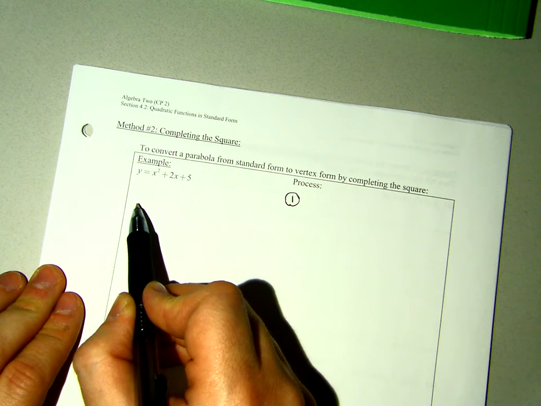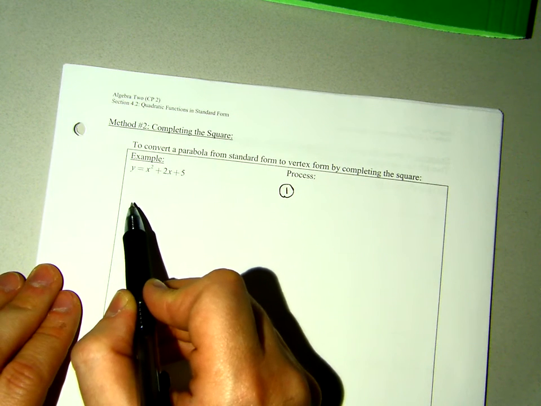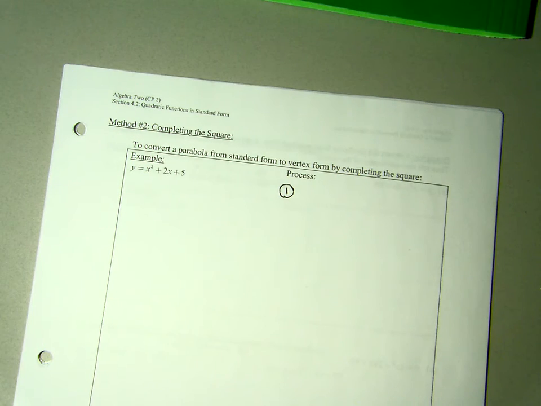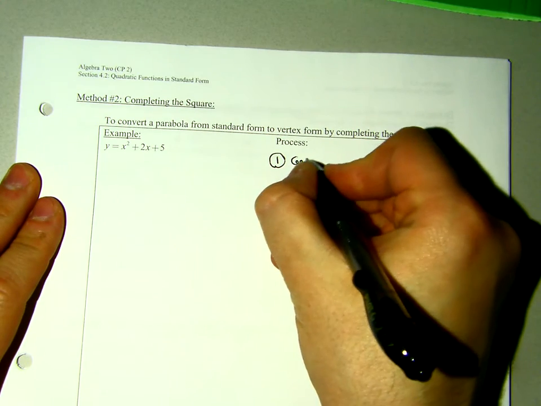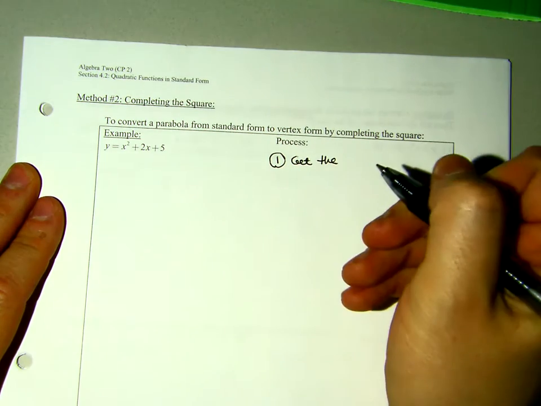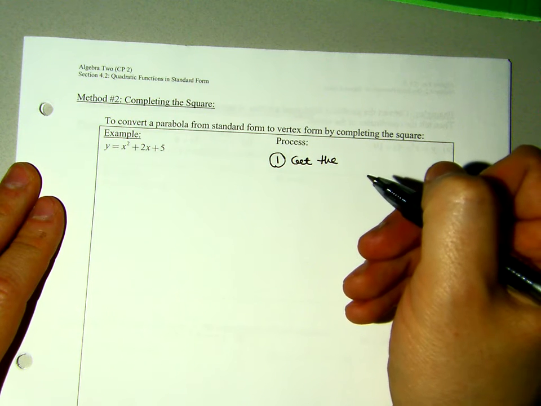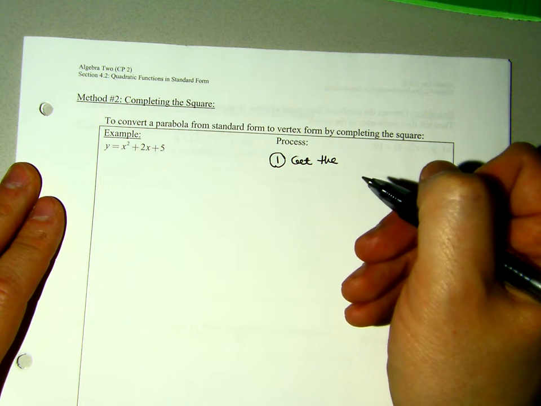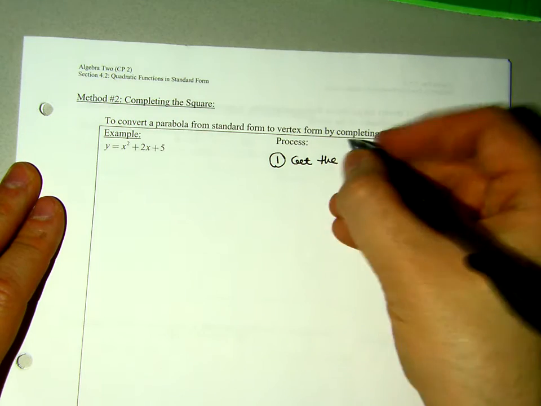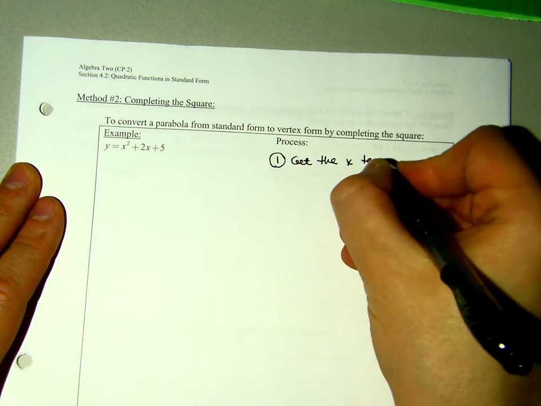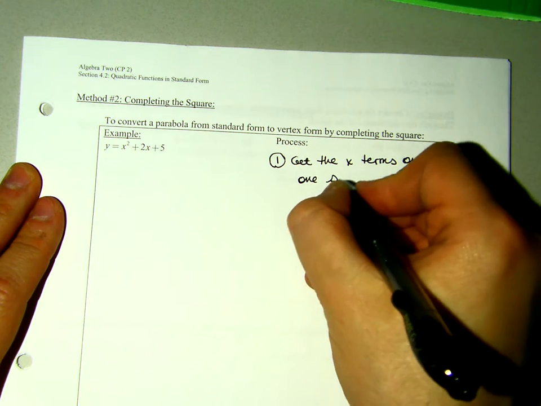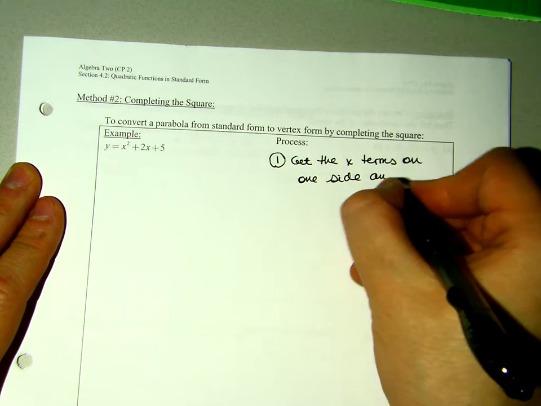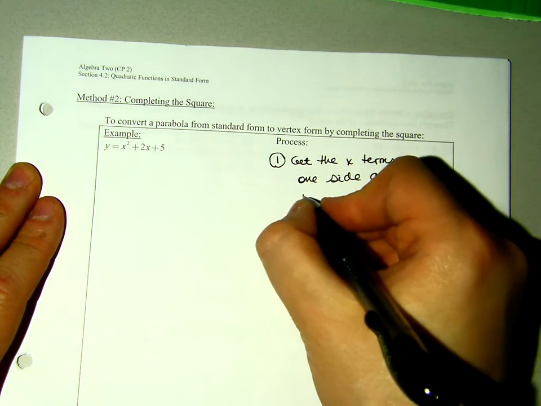What extra little thing did we not have in the last chapter, Preston? The y. Well, that's okay. Step number 1 is going to be get the x terms on one side and the constant and y on the other side. By the way, this example is exactly the same one we just did by the working backwards method. I want to show that we can get the same answer using this new method. Get the x terms on one side and the constant and y on the other side.